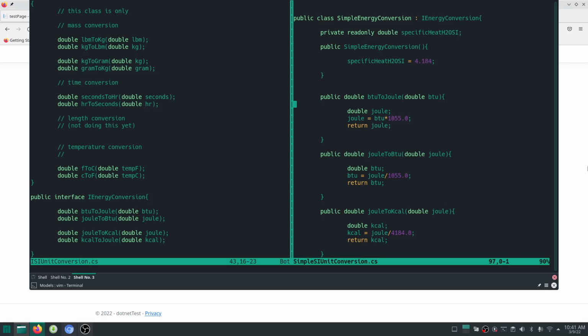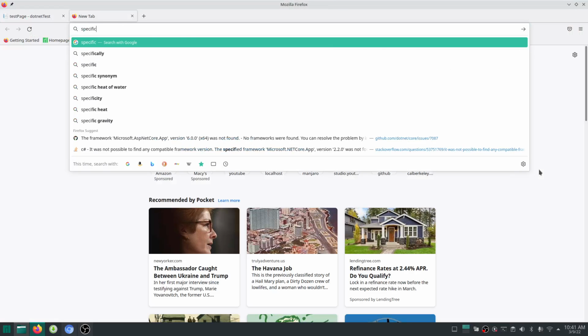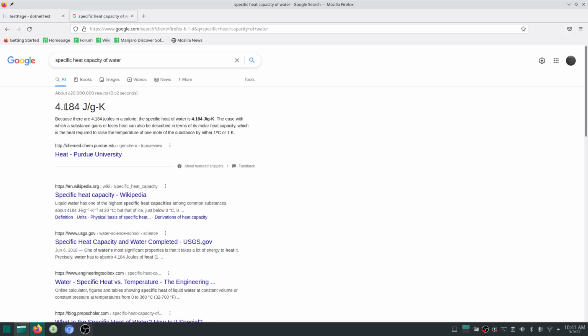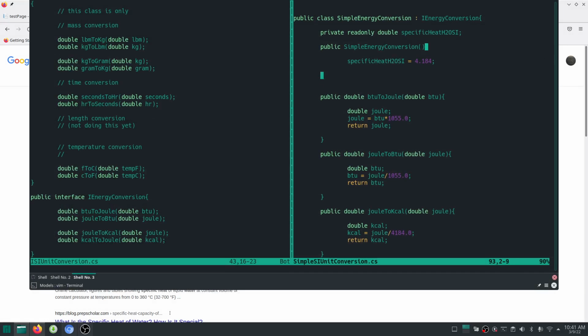Specific heat capacity of water: 4.184 joules per gram per Kelvin. That's not in SI units. SI units is joules per kg per Kelvin. So I need to change this, and later I'll change the things.